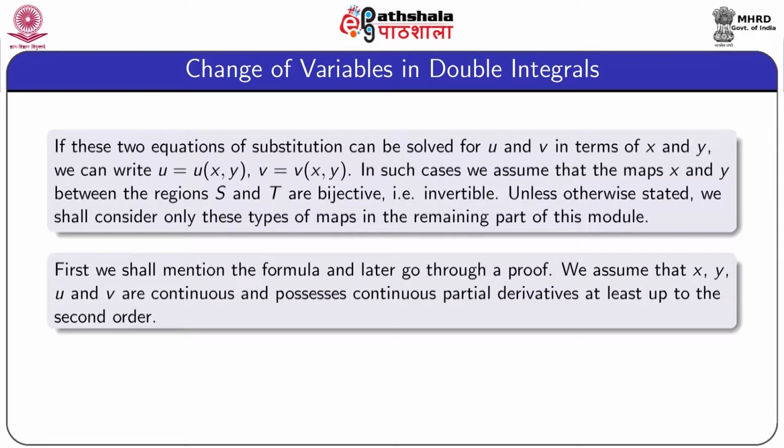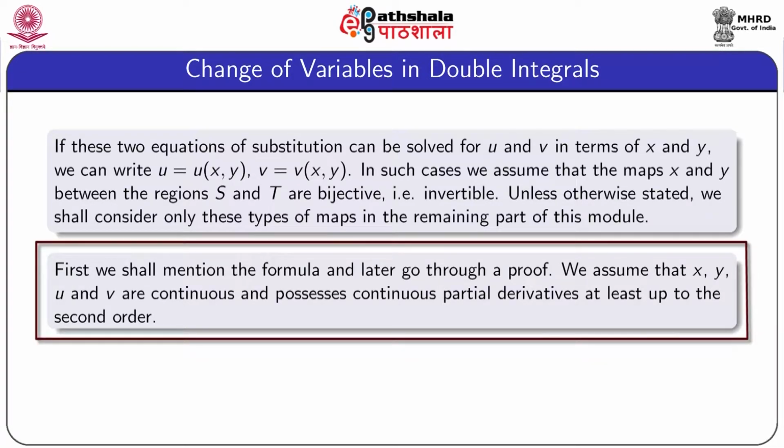If these two equations of substitution can be solved for u and v in terms of x and y, we can write u equal to u x y and v equal to v x y. In such cases, we assume that the maps x and y between the regions S and T are bijective and hence invertible. Unless otherwise stated, we shall consider only this type of maps in the remaining part of this module. First, we shall mention the formula and later go through a proof. We assume that x, y, u, v are continuous and possess continuous partial derivatives at least up to the second order.